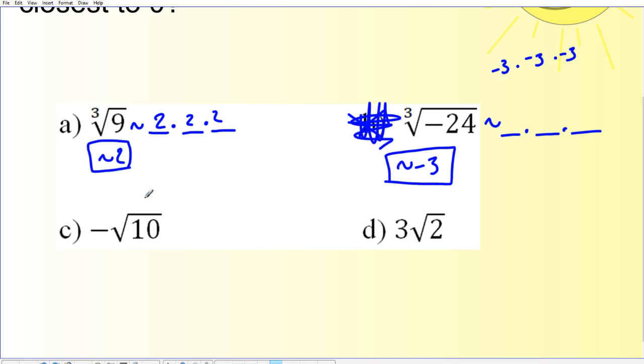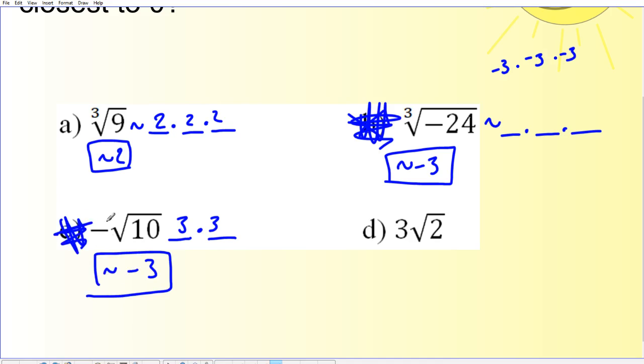Negative square root of 10. So what number times by itself is about 10? Well, 1 times 1 is 1. 2 times 2 is 4. 3 times 3 is 9. That's really darn close. 4 times 4 is 16. So I'm pretty sure this is the closest one. So I'm looking for a negative about 3. Or you could even flip the abouts and the negatives. Make this about negative 3, because there's the negative out front there. So it's about negative 3. So no, it's not him. He's closer.